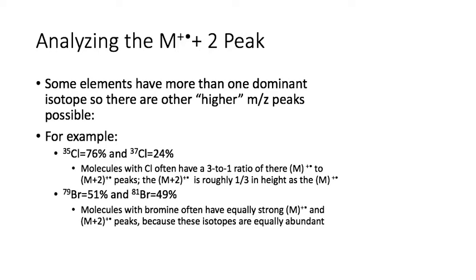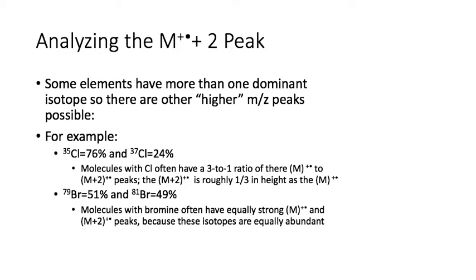You can also analyze the plus 2 peak if you have one. So this occurs when some elements have more than one dominant isotope. So there are other higher peaks possible. The two most common examples we'll see are for chlorine and bromine. So chlorine has 2 abundant isotopes, chlorine 35 and chlorine 37. Chlorine 35 is at 76% abundance in real life, and then chlorine 37 at 24. So this means that because chlorine 35 is roughly 3 times the size of chlorine 37, you will see a 3-to-1 ratio of their peaks.